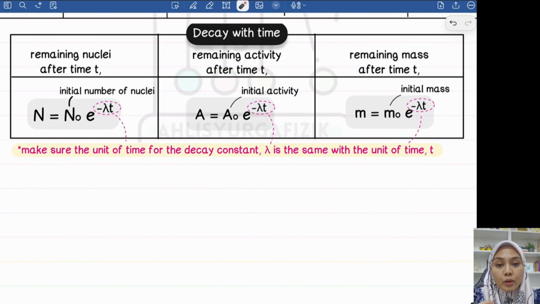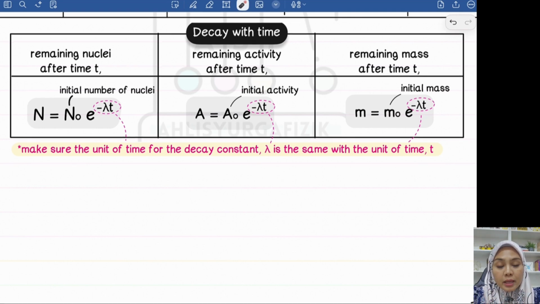Sometimes in the question, they will ask you about the decay with time. The decaying process in a radioactive decay happens one time, but you can see it from 3 different perspectives. The first one, if you want to look at the number of nuclei with time, then you're going to use N equals N naught e to the negative lambda t, where N naught is the initial number of nuclei, at time t equals 0. And then you can also look at the remaining activity after that particular time: A equals A naught e to the negative lambda t. And if you want to see the remaining mass after that time t, you get M equals M naught e to the negative lambda t.